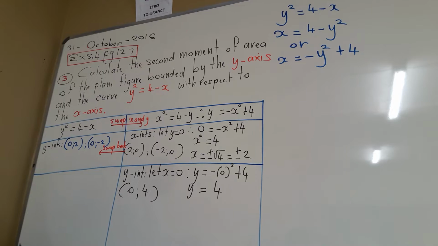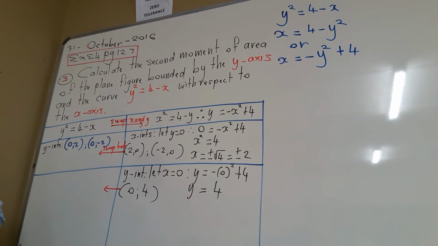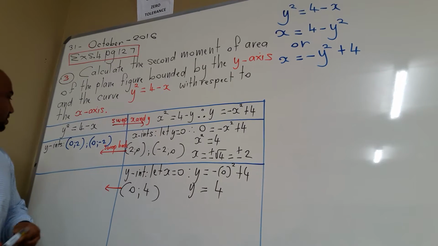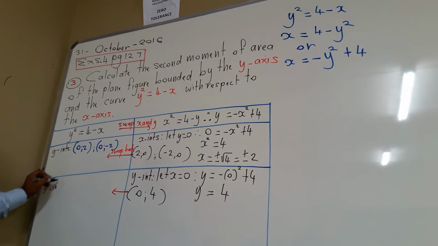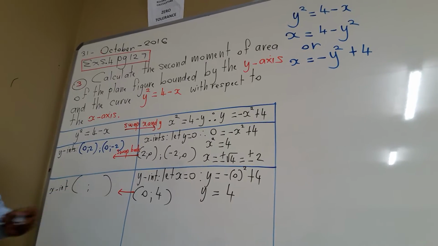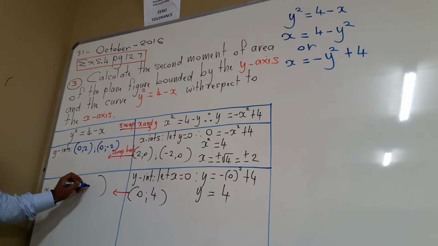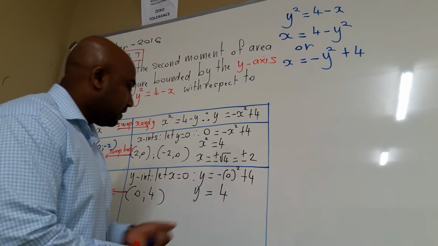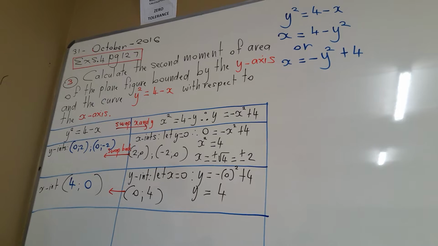Now, in my original graph, what will it mean? Will it be a y-intercept? This is the y-intercept. So in my original graph, what will it be? It will be the x-intercept. So I swap it back. That will be 4 and 0. Okay. What else do we need to find?